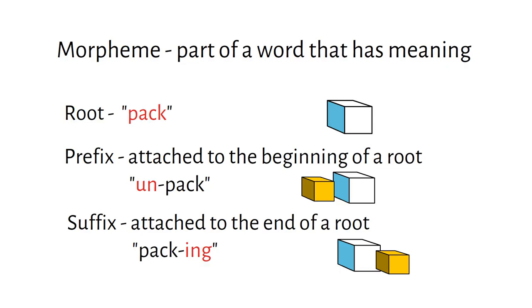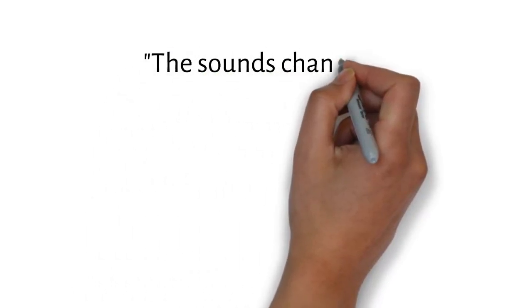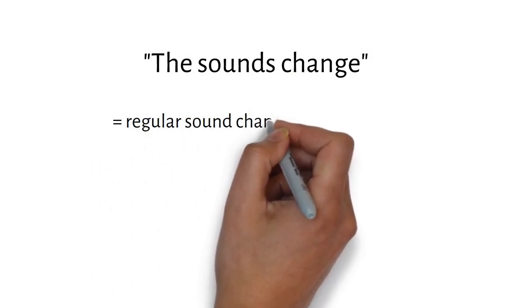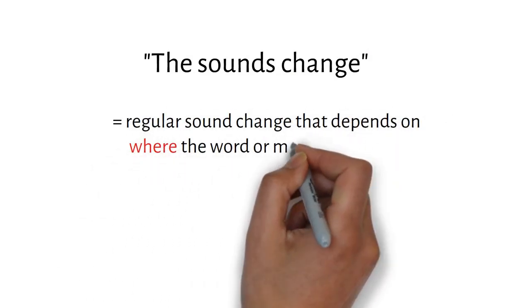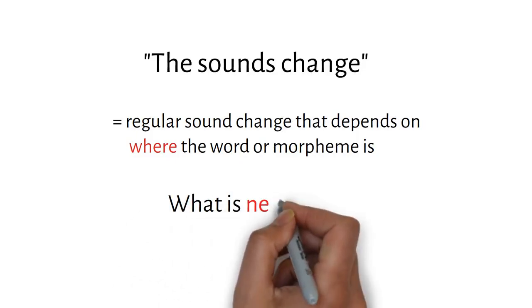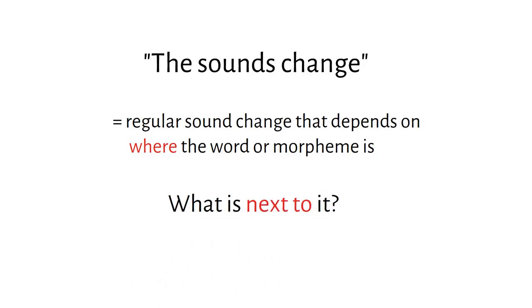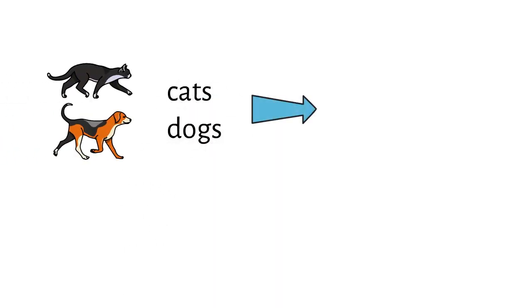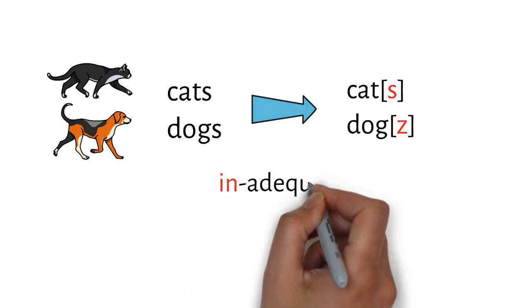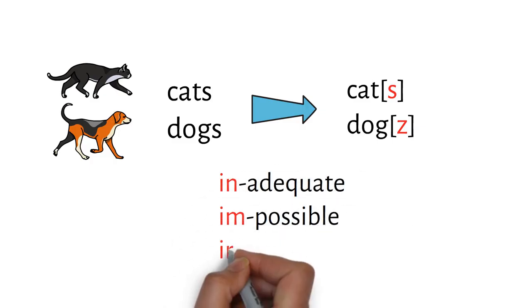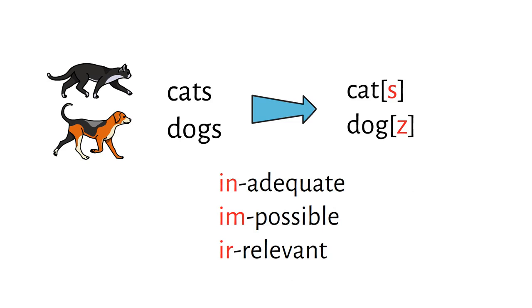Now let's talk about changes in morphemes and words. When we say the sounds change, we are talking about a regular change that depends on where the word or morpheme is. What is next to it? For example, in English we have cats and dogs. The plural is pronounced S in cats, but Z in dogs. We have inadequate, but impossible and irrelevant. The prefix meaning not changes depending on what it's next to.